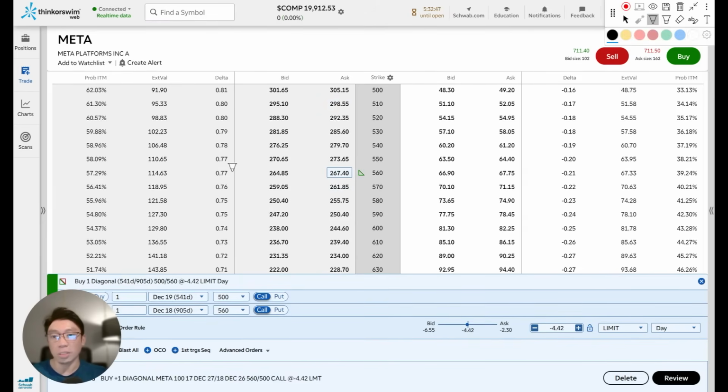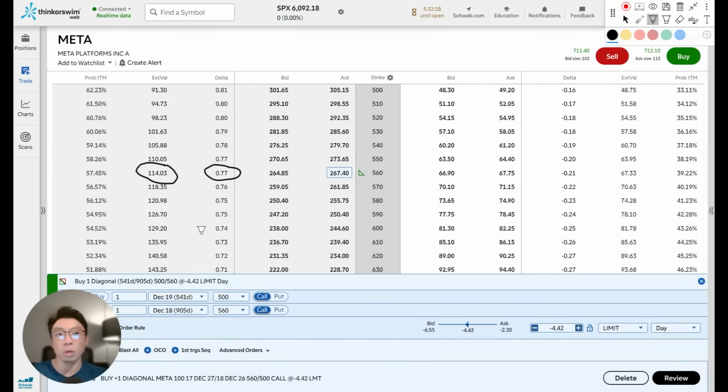So you will notice that the delta for this is going to be so much lower than the initial delta that you put on. So we use the example of 90 delta. So in this case, you can see that from 90 delta, it has dropped to 77 delta. It's quite a big jump. And you can see over here, your extrinsic value is going to be so much higher as well.